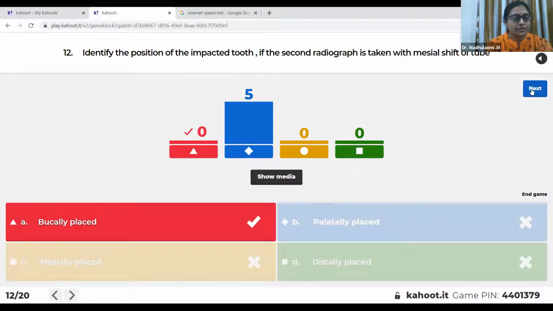Okay, all 5 have got it right. Yes, it's the SLOB technique. As you've got the answer right, I think I don't have to explain further. The tube is shifted mesially, but the tooth has moved distally. So same side lingual, opposite side buccal.